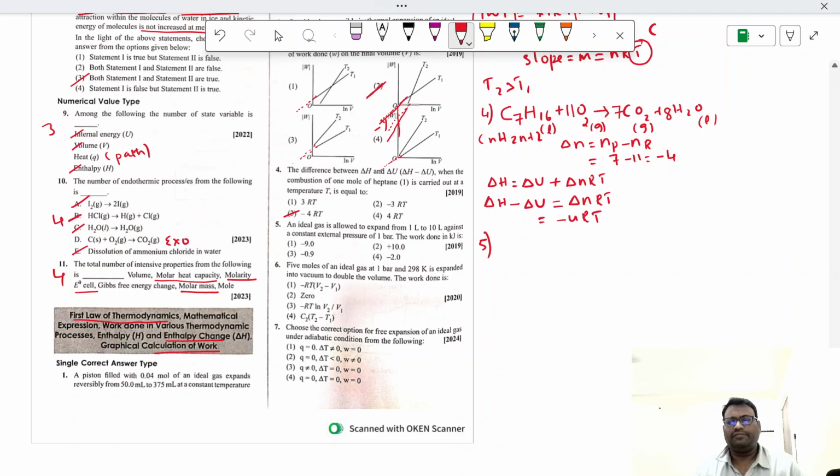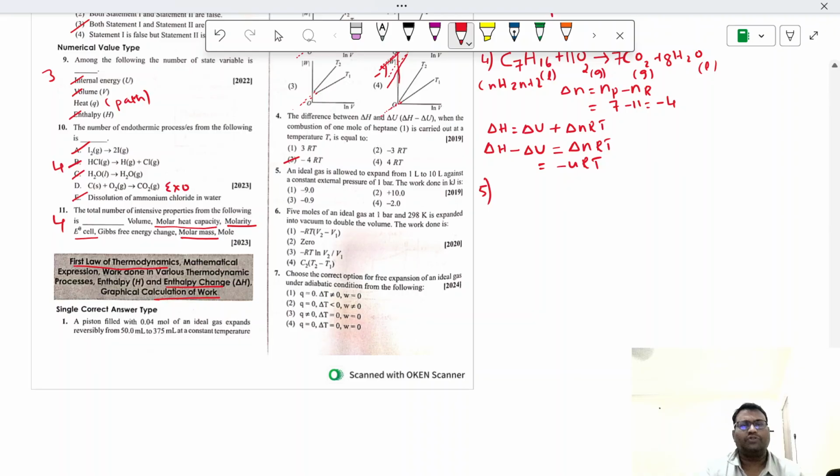Let us see question number 5. In this question, an ideal gas is allowed to expand from V initial is 1 liter, V final is 10 liters. Delta V is equal to 10 minus 1, that is equal to 9 liters.